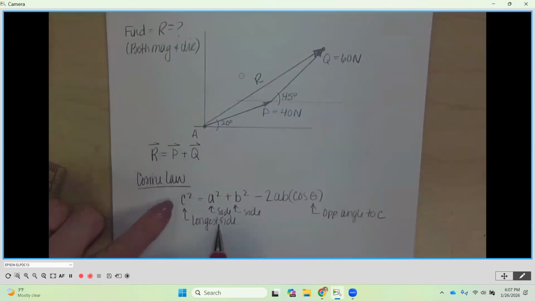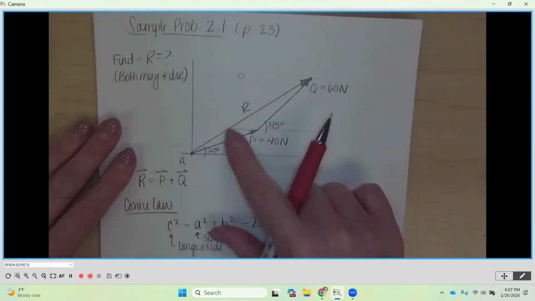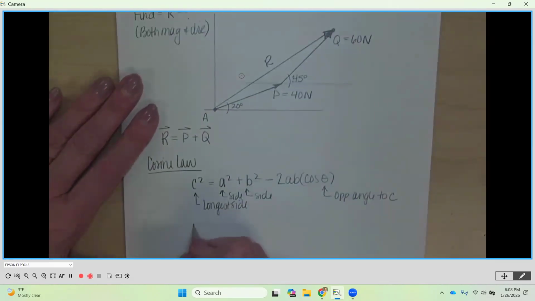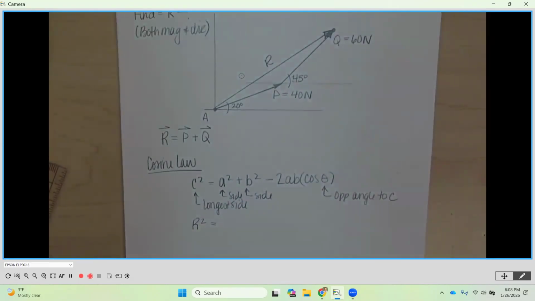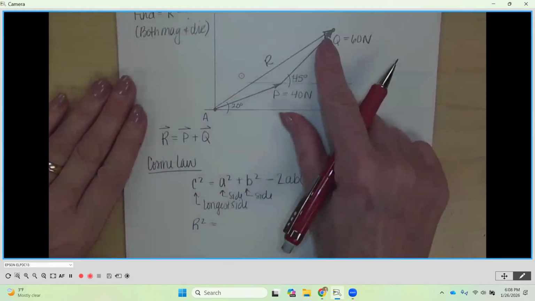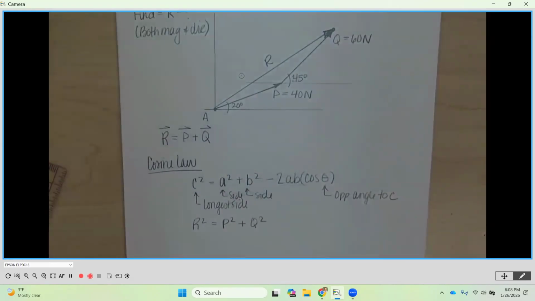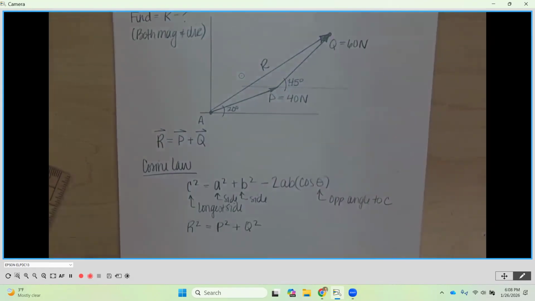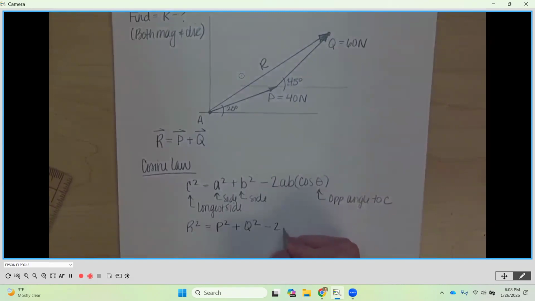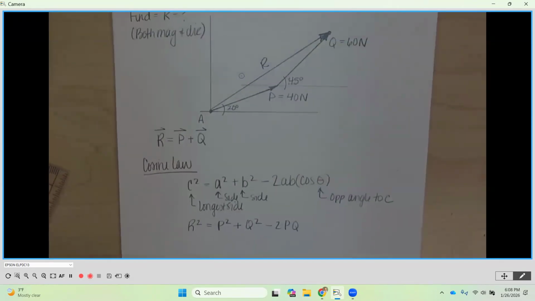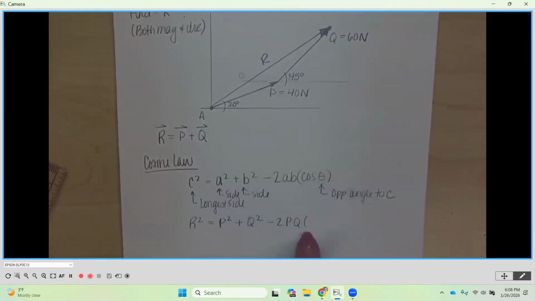So our longest side, or the side that we want to find, is going to be our resultant, right? So we're going to rewrite this directly down below as R squared is going to be equal to the two sides. This is going to be P squared plus Q squared. If you put Q squared plus P squared, that's totally fine too, right? Okay. Minus 2 times P times Q times the cosine, and we're going to use the same theta.